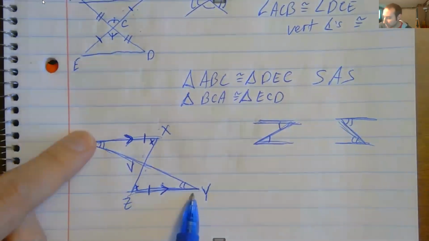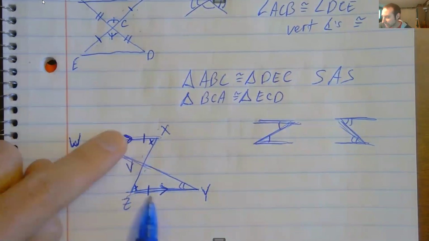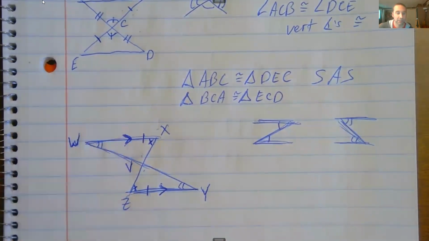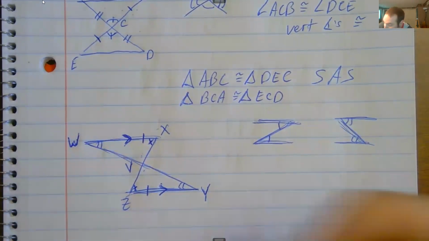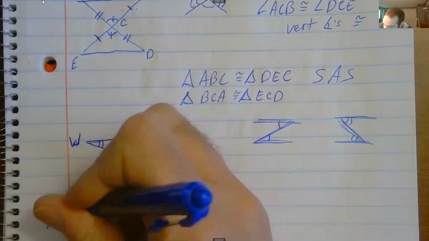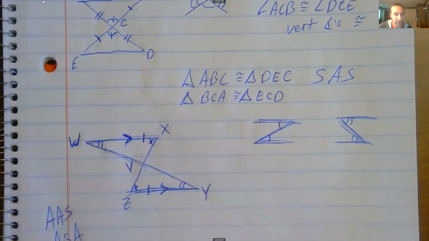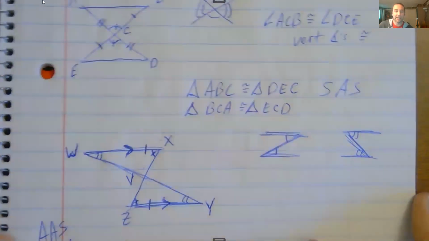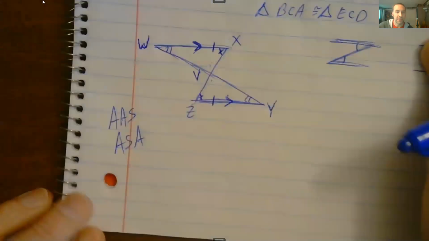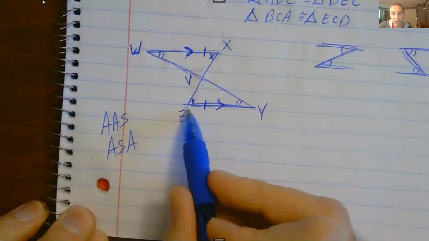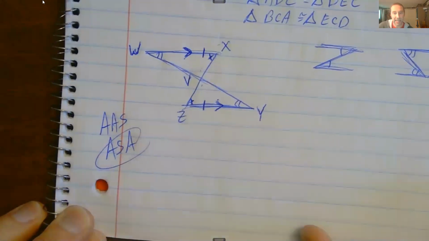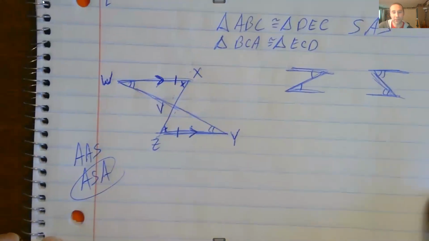I've got one pair of angles, two pairs of angles, and then these sides were parallel and they were congruent. That's what these little tick marks are telling me. So I have two pairs of angles and a side. So is this angle, angle, side, or angle, side, angle? There's two pairs of angles and one pair of sides. And in this case, the side length is in between the two angles. So we're going to choose angle, side, angle, because the side is in between the two angles.